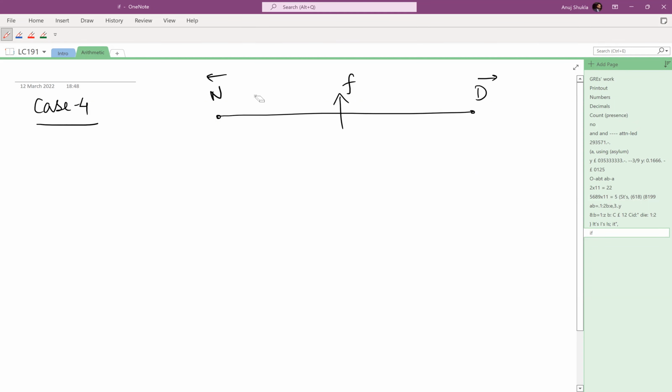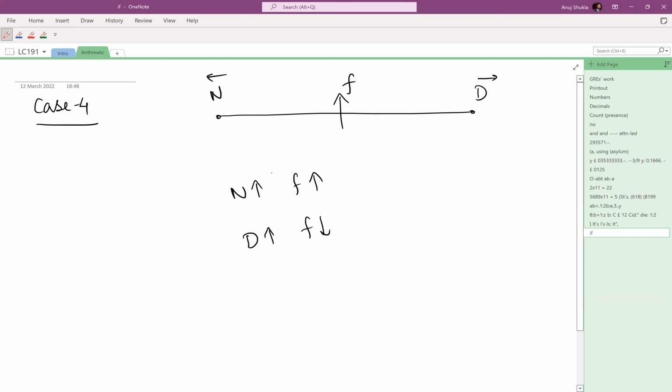See, in the earlier case, what was happening? When the numerator is increasing, the fraction is increasing. When the denominator is reducing, the fraction is increasing. It is like a one-sided war. Both are contributing to the increase of the fraction. But in case 4, what is happening? If the numerator is increasing, the fraction is increasing. If the denominator is increasing, the fraction is reducing.